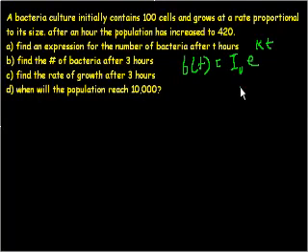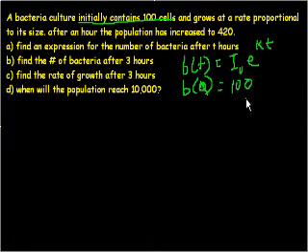So my question to you is, first of all, what is I sub 0? What is your initial number of bacterial cells? Well, they tell us right here. The bacteria culture initially contains 100 cells. So we know that B of 0, when time equals 0 hours, is equal to 100, where the unit is cells. And if we substitute t equals 0, the exponential part is 1. So we know that I naught is equal to 100.